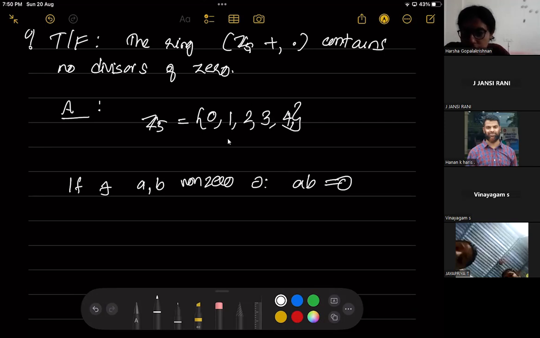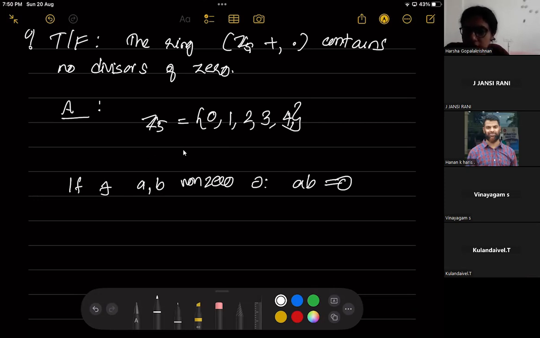So you can just try with each pair: 1 into 2, 1 into 3, 1 into 4, 2 into 3, 2 into 4, 3 into 4. Everything becomes a non-zero element here. Nothing is 0. So Z5 has no divisor of 0. So the statement is true.